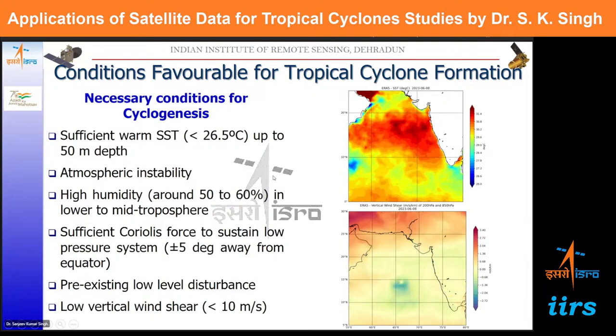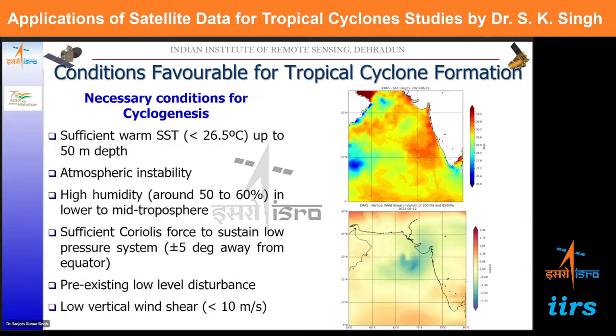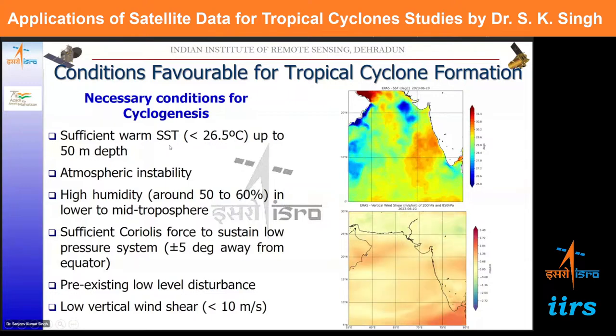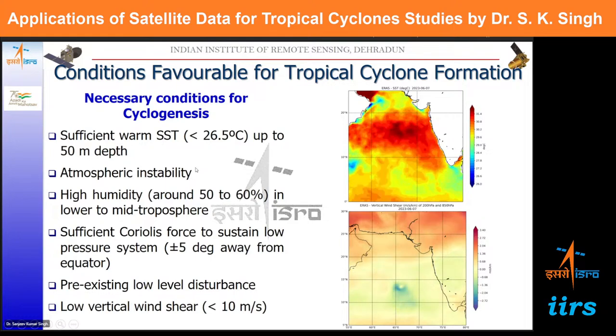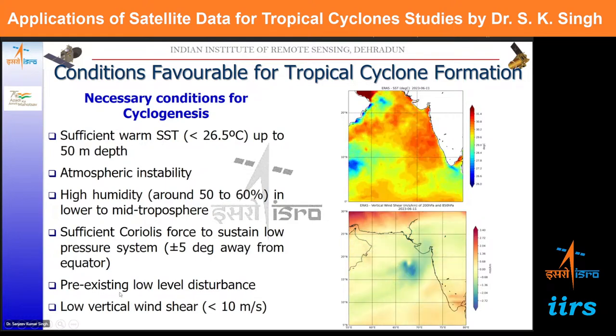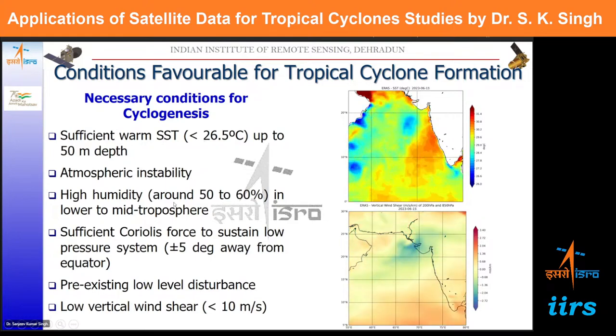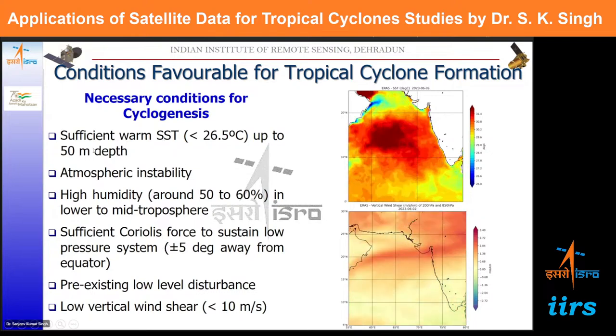So now, what are the favorable conditions for a tropical cyclone? I have listed some conditions. These are necessary conditions only, not sufficient conditions. It means if any tropical cyclone forms, at least these criteria should be followed. These criteria should be there.